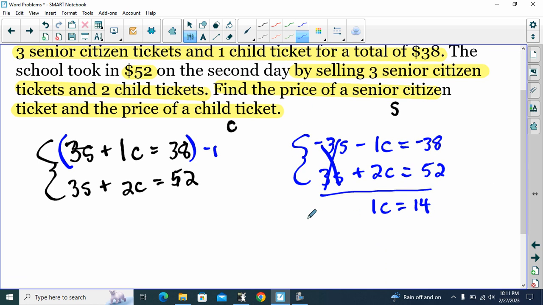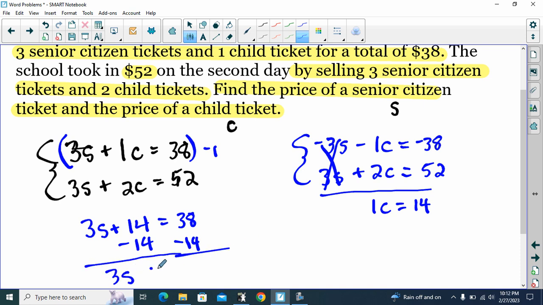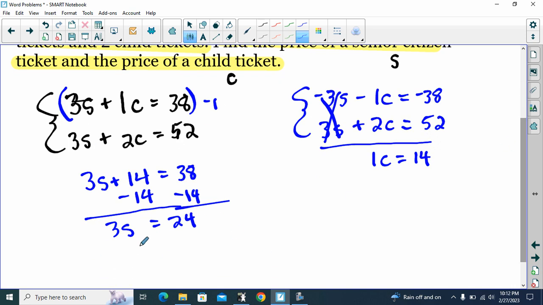Child ticket is $14. It also wants to know the price of a senior citizen ticket. So we take 14, we plug it in for C. We can plug it into either equation. I'm going to plug it in right there. It says 3S plus 1 times 14, that's just 14, equals 38. Subtract 14. Three S equals 24. Divide by 3. And a senior citizen ticket costs $8.